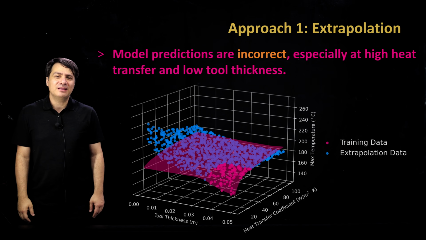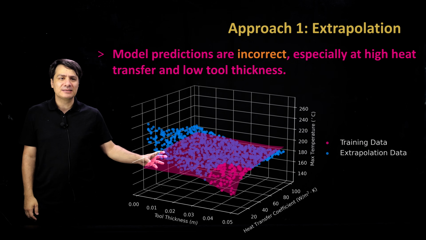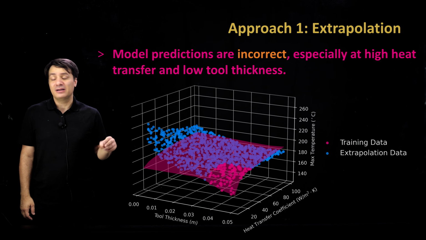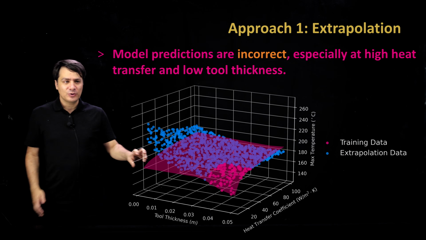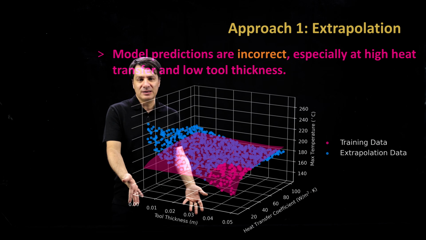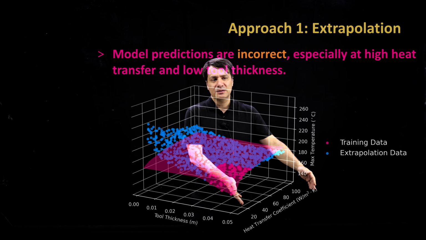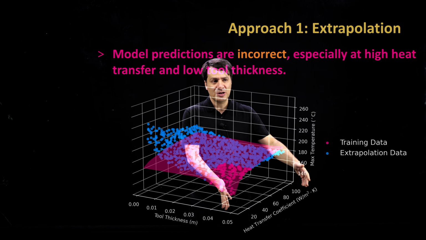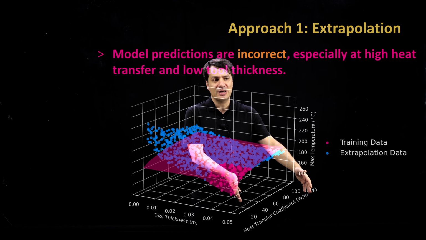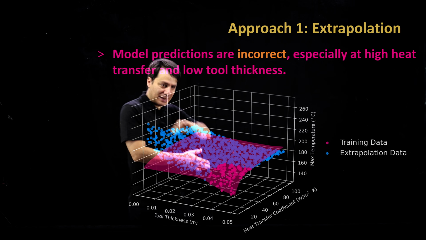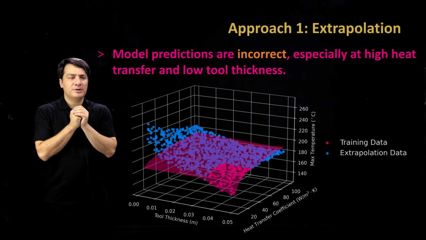Hi. In the last example, we tried to apply a neural network to predict the behavior of an epoxy-based part which is being heated in an autoclave or in an oven, in a convection oven. That's the important part. So we were varying two parameters, the thickness of the underlying metallic tool and the speed of the flow inside the convection oven, which is related to the heat transfer coefficient. And then we're trying to predict the maximum temperature that this heated epoxy is experiencing.